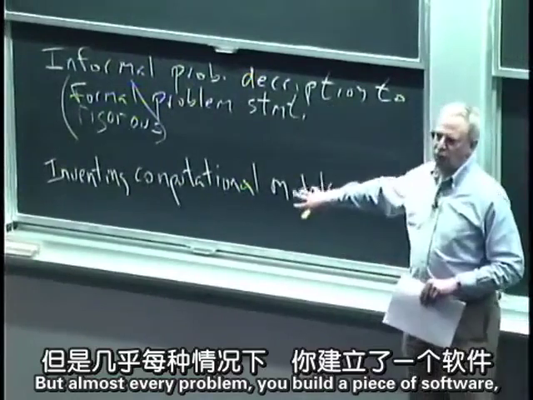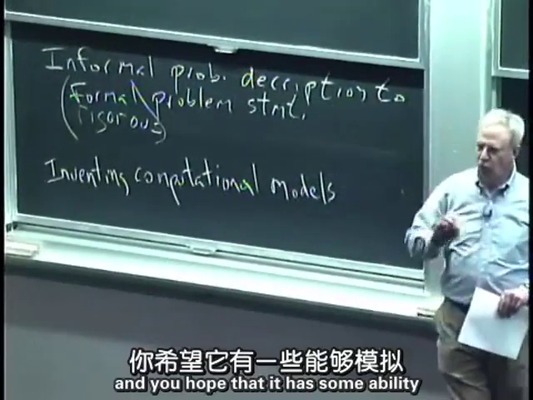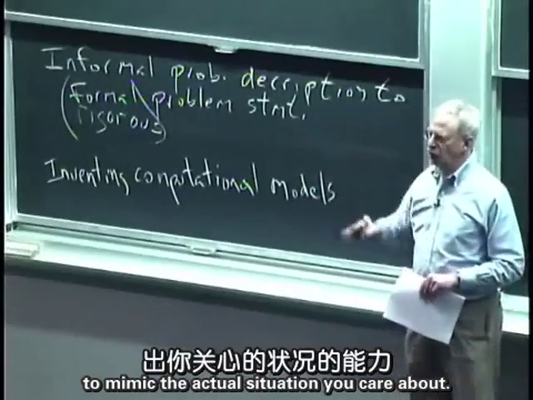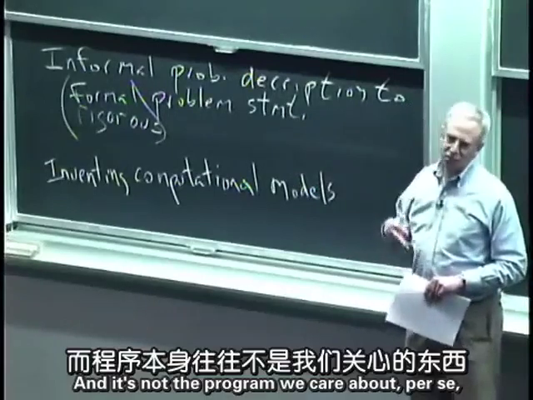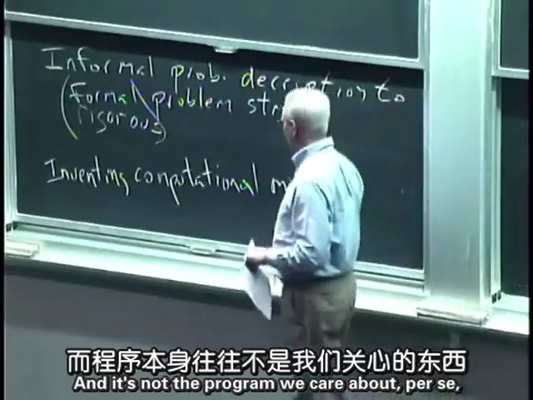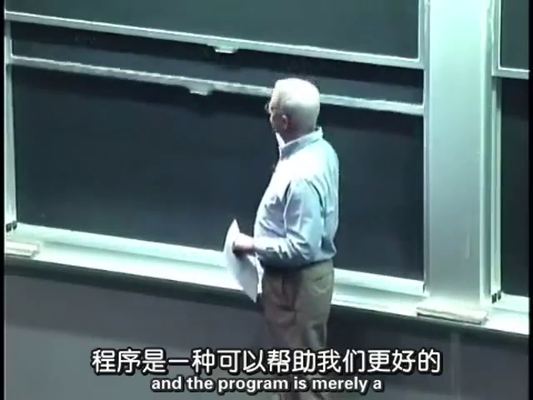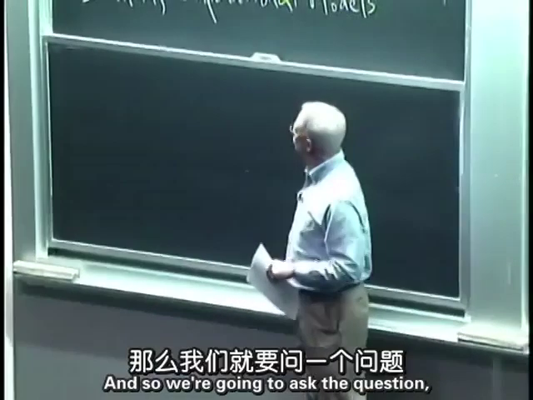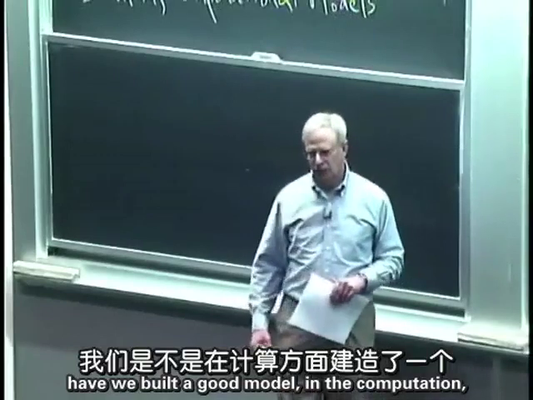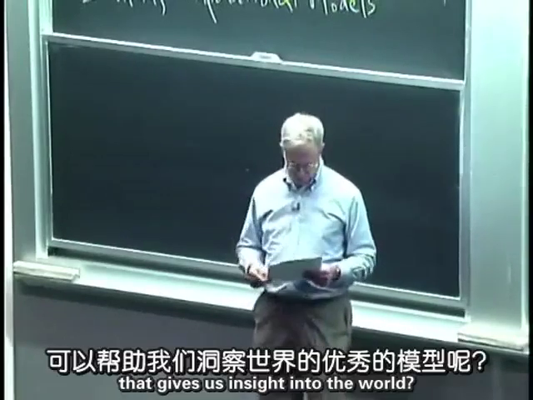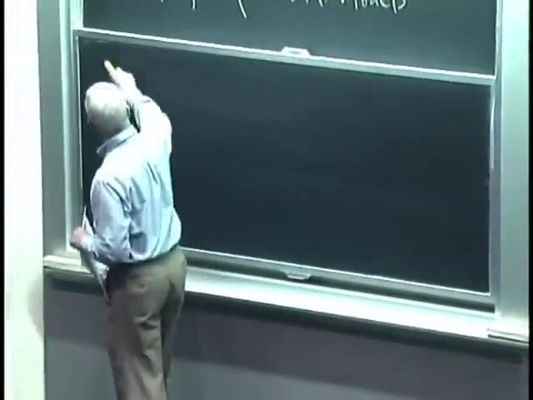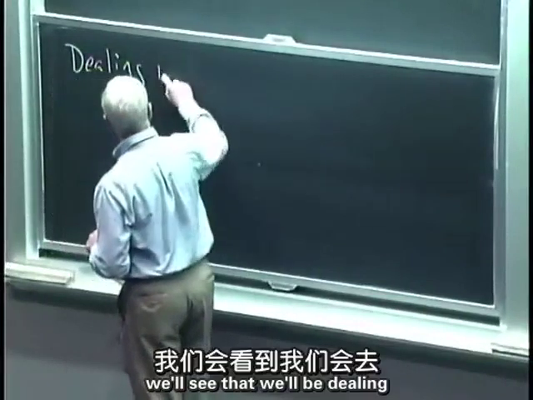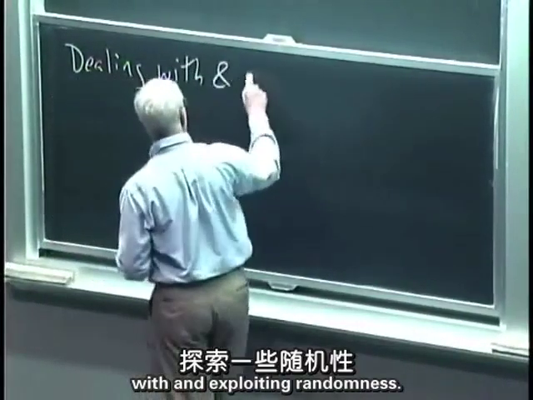But almost every problem, you build a piece of software, and you hope that it has some ability to mimic the actual situation you care about. And it's not the program we care about per se, it's the world, and the program is merely a mechanism to help us understand the world better. And so we're going to ask the question, have we built a good model in the computation that gives us insight into the world? As we do this, we'll see that we'll be dealing with and exploiting randomness.